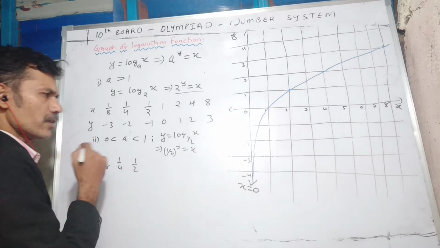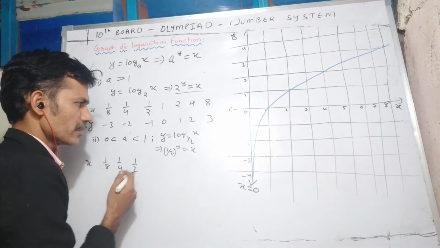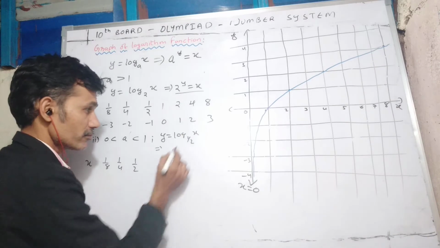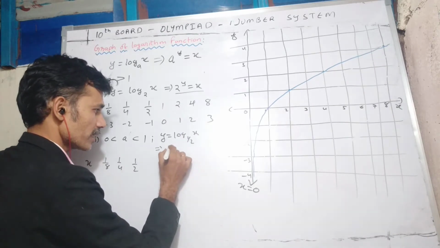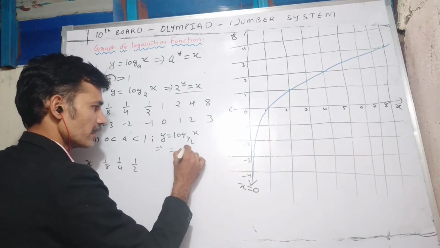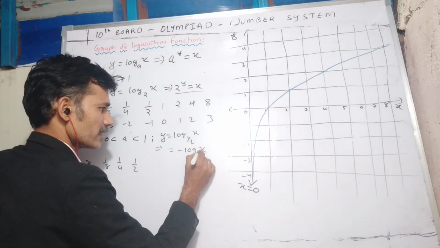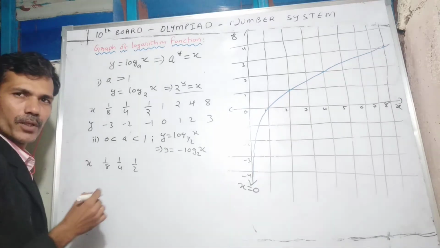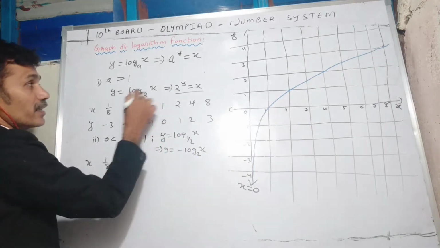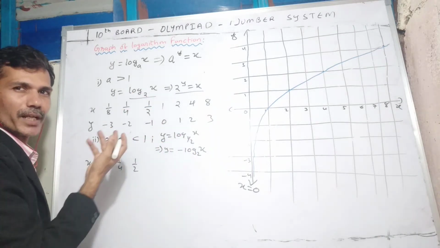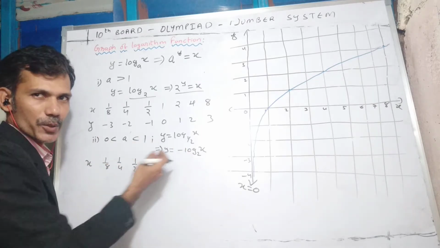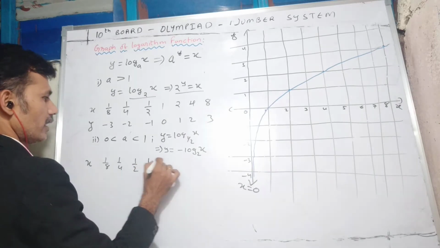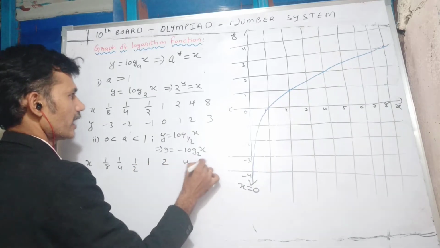Also you can use logarithm properties. See here, half we can write as 2 power minus 1. Using logarithmic properties, that minus you can write out front. So y is equal to minus log x base 2. See, already these values are there, so if you write the additive inverse, that is enough. Half, 1, 2, 4, 8.